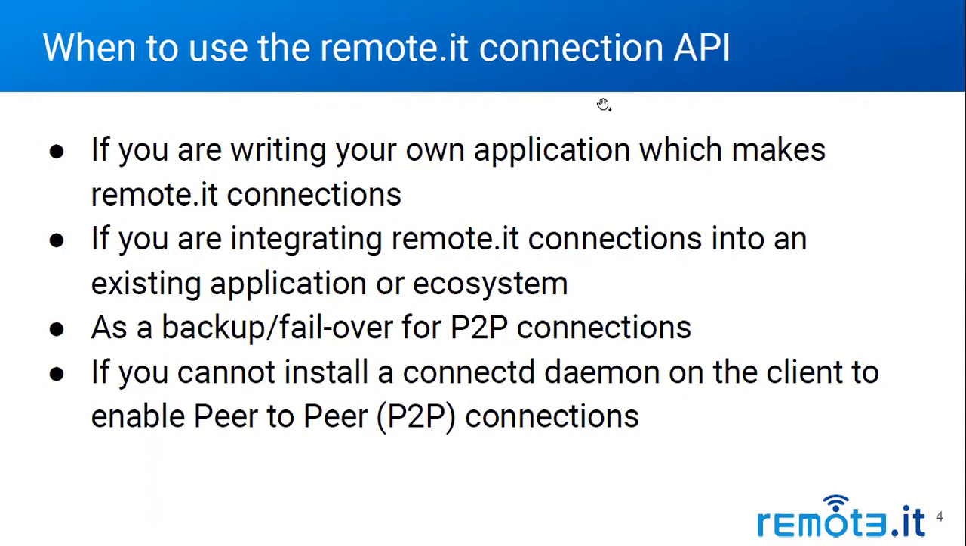If you're somewhat familiar with remote.it, you also understand that we support peer-to-peer connections, also called P2P connections. So the proxy or API-based connection should be considered as a backup or failover for P2P connections which fail. Sometimes there are certain network conditions where peer-to-peer connections will not work, but proxy connections will. Also, since peer-to-peer connections require a connectd daemon to be installed on the client, if for whatever reason you're unable to do that, then you can also use the API in order to make connections.